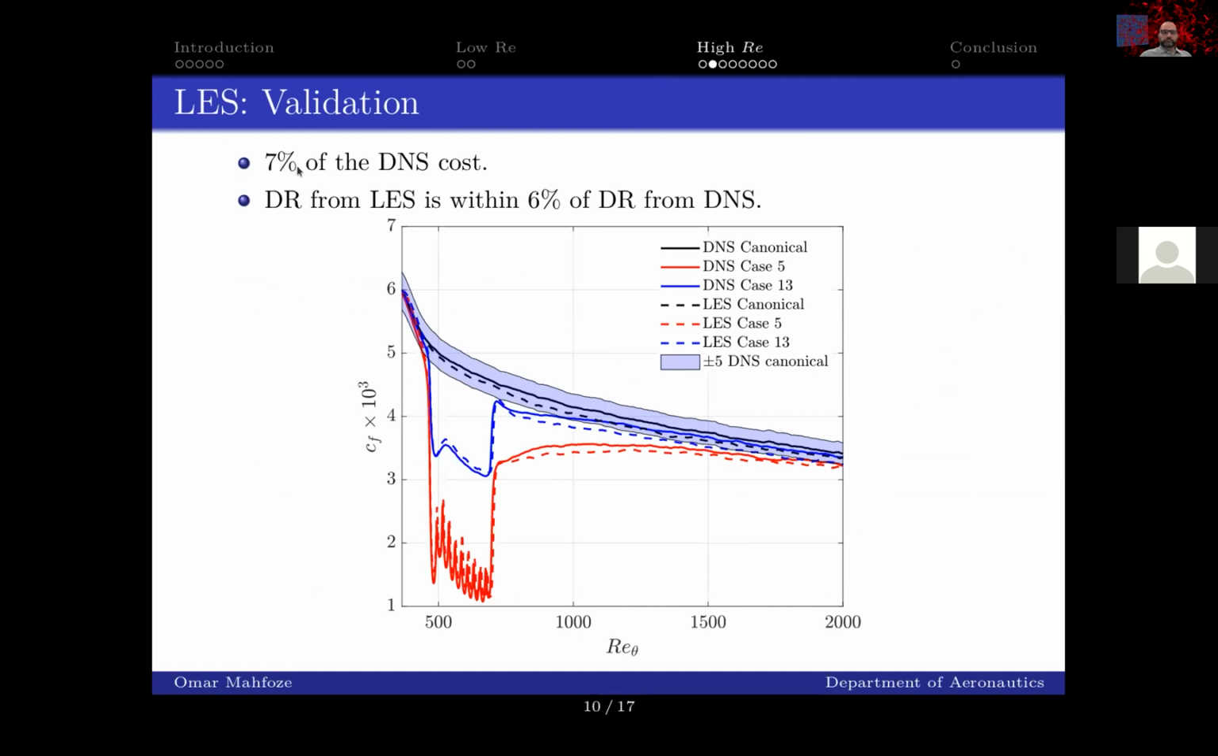For the ILS, the cost for the same domain size is 7% of the DNS cost. And we validated our grid and the LES against the DNS using 3 cases: the canonical case and 2 blowing cases, one with high intensity and one with low intensity. And there is a good agreement in the skin friction drag and in the velocity profiles as well.